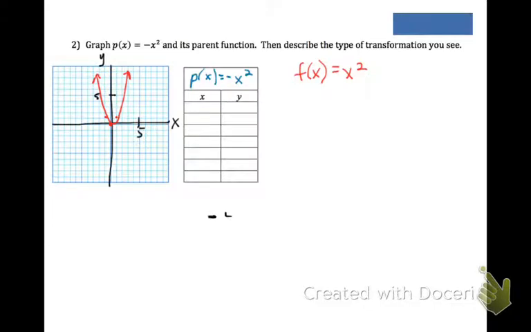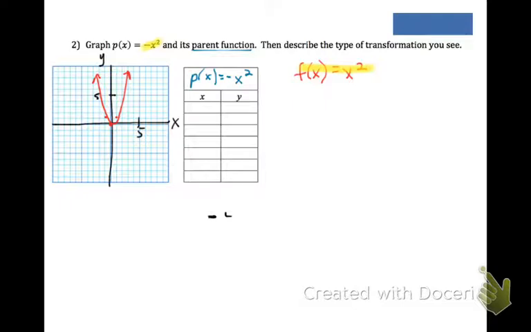Now look at number 2. I'm just going to have you explore what happens when we multiply the output by a negative. So it says graph p of x equals negative x squared and its parent function. So I started with the parent function, and that's graphed in red. I noticed in the equation that this was a quadratic, so I knew that my parent function was going to be f of x equals x squared. So just using what I know, that it's going to pass through the origin and be at the points 1, 1, and negative 1, 1.